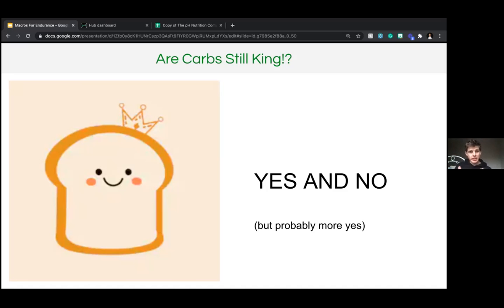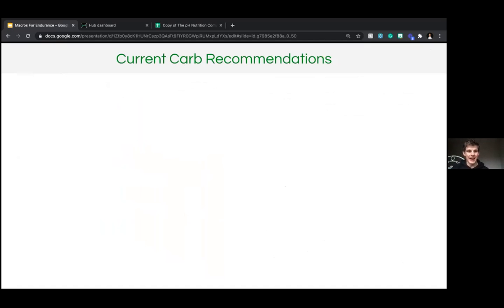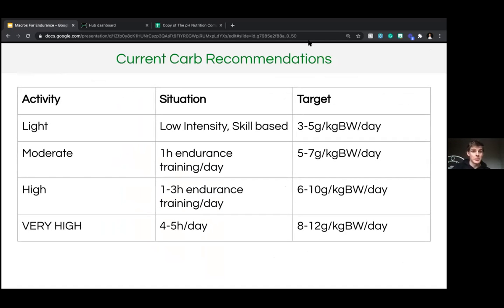So with regards to carbs still being king, it's a big yes and no. Carbs are very important with regards to endurance training, but manipulating the amount of carb you eat depending on the training that you're doing in that training phase could be really, really beneficial, which we're going to get into after we've covered fats as well. So just to reiterate how carbs are so widely regarded currently, these are the recommendations that are currently given for endurance athletes, or just athletes from a carb point of view.